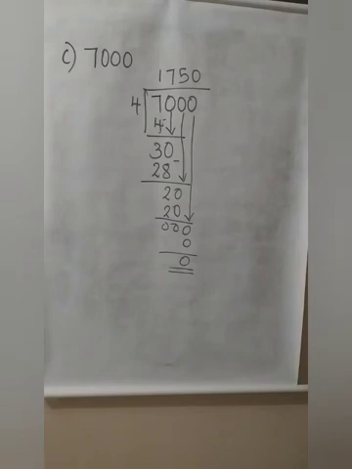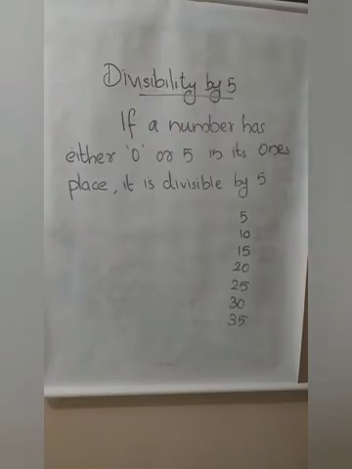You can check any number like this. Now we can check the divisibility rule of 5. How can we say a number is divisible by 5? If a number has either 0 or 5 in its ones place, it is divisible by 5. So, the divisibility rule for 5 is very simple. If you notice the multiplication table of 5, what is coming in the table of 5? You know, 5, 10, 15, 20, 25, 30, 35, etc.